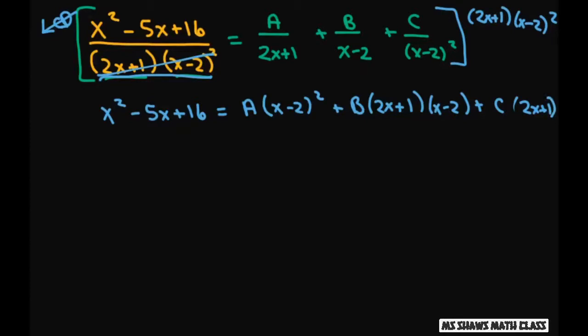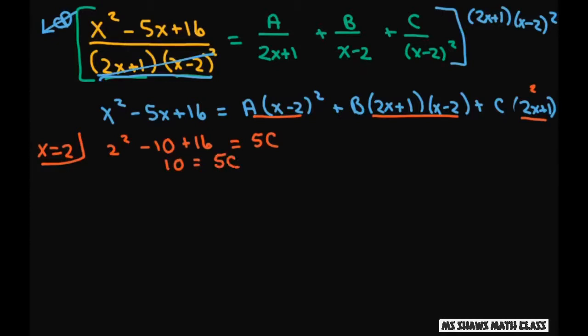Now, to eliminate some of these and find your A's and B's, let's set x equal to 2, and that would give us 2 squared minus 10 plus 16, and that's going to cancel out these two. So this is going to equal 5 when you plug in the 2. So you get 5C. Therefore, you get 10 equals 5C. Therefore, C is going to equal 2.